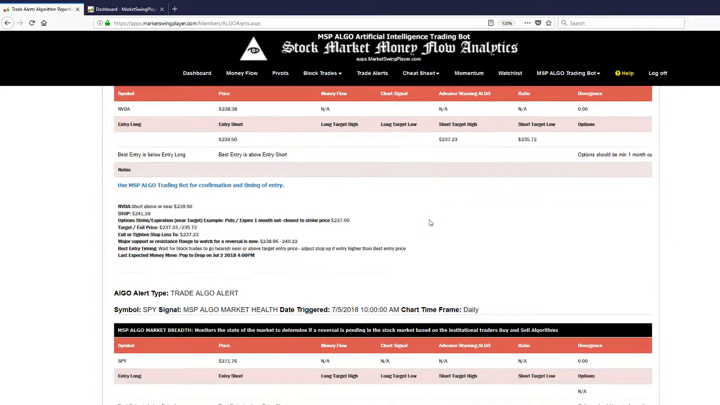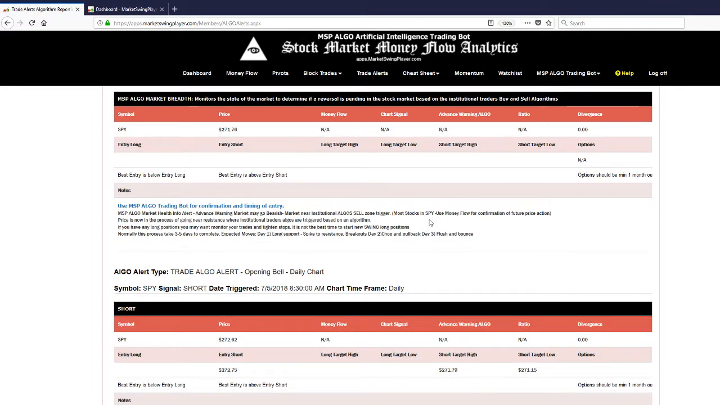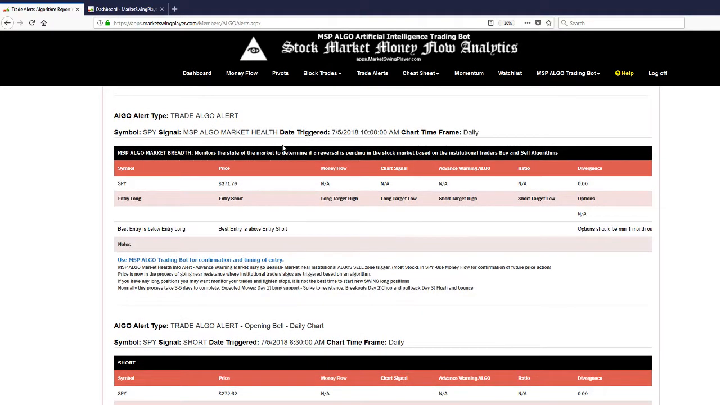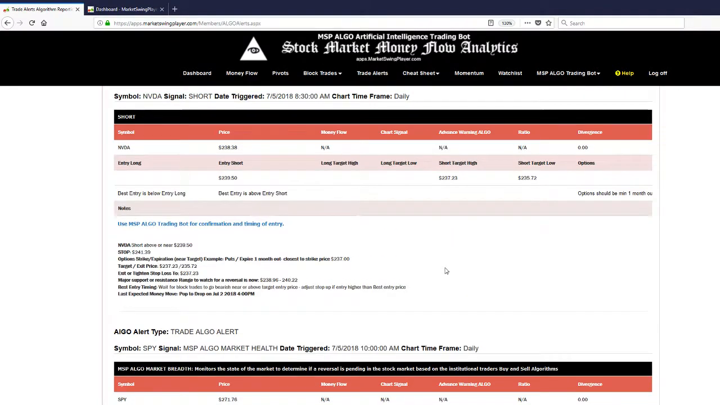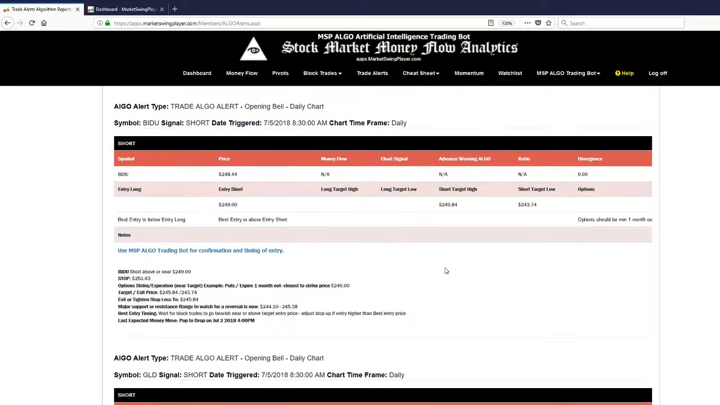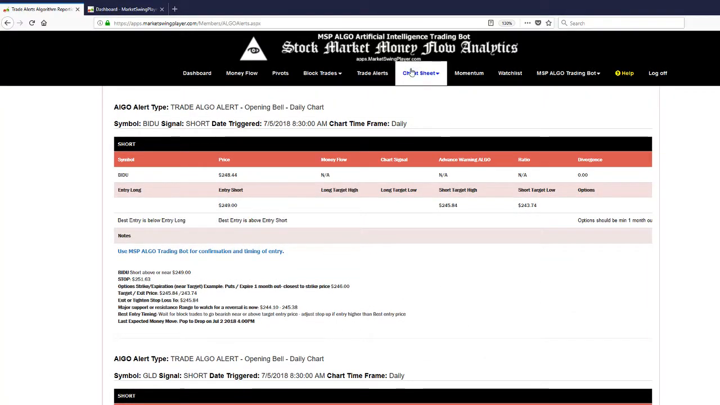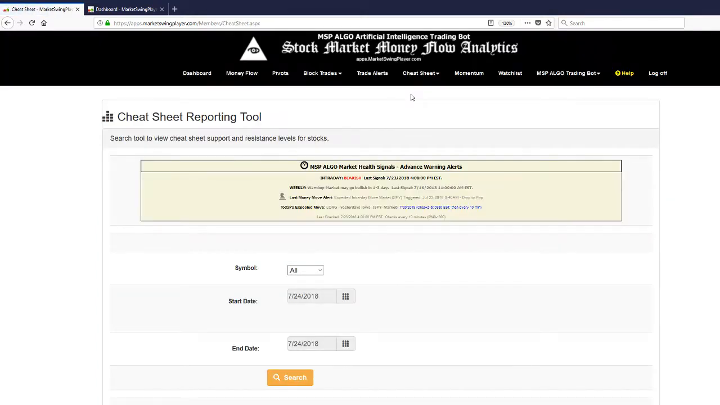Ascard, Nevada, Spy, and this also will display the market health, but we'll go all into that in detail. Tells you what to do. Next is the cheat sheet. This one is still being updated. It's new, so we're just gonna look at the normal cheat sheet we use every day.